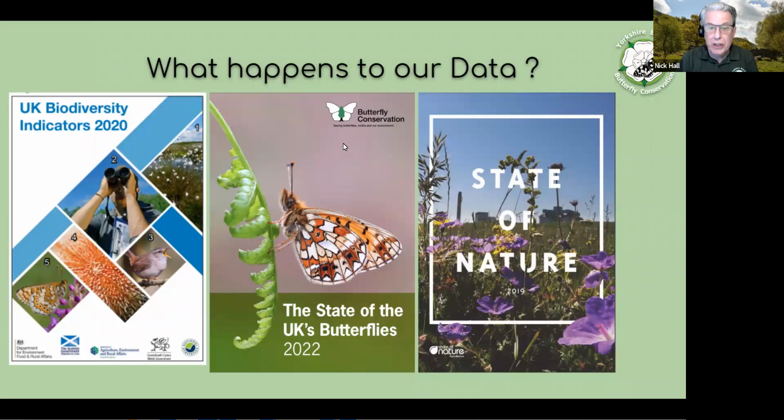So where does that data go to? It goes to some pretty prestigious publications. The most probably influential is the UK Biodiversity Indicators. That comes out every year, published by DEFRA, and it is the authoritative document that's done every year as part of the 25-year plan, which you might have heard of.